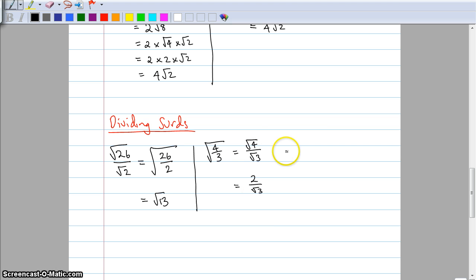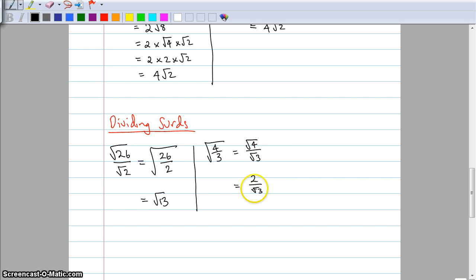And so this can be really helpful. I guess dividing surds like this, root 26 divided by 2, can become root 13. But it also is really helpful the other way, because we can actually identify that the square root of 4 is actually much simpler than the square root of 2.